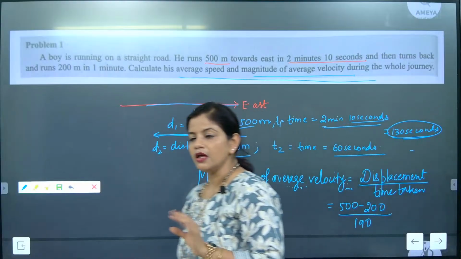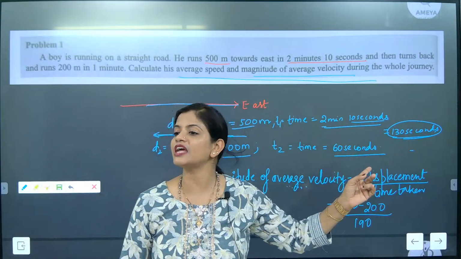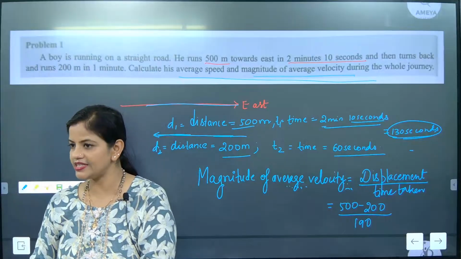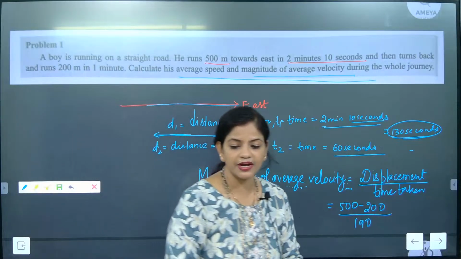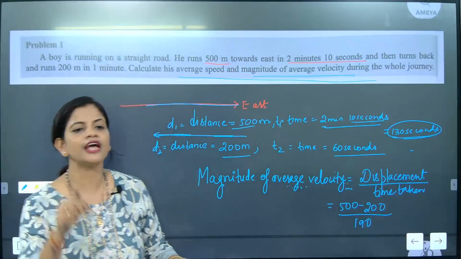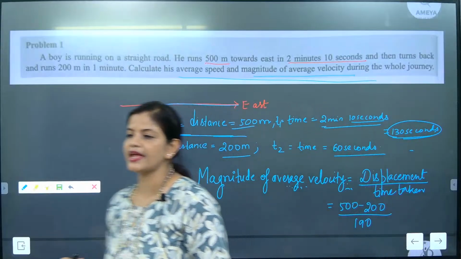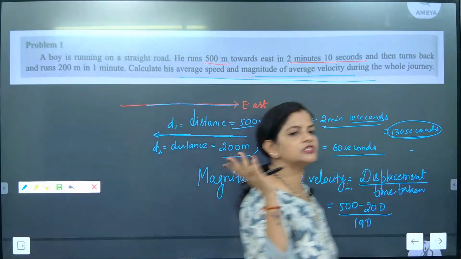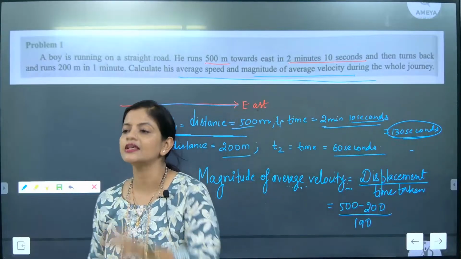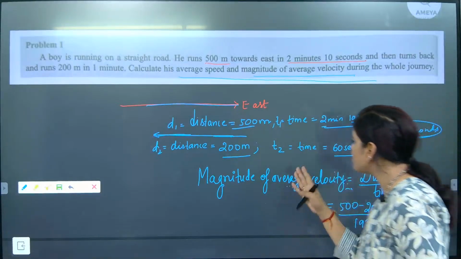Did you get my point? Going time, how much time taken? 130 seconds. Returning time, how much time taken? 60 seconds. So total time taken is 190 seconds. Repeat with me: how much is the total time taken? 190 seconds. So we will be writing the total time as 190 seconds. Understood very clearly?